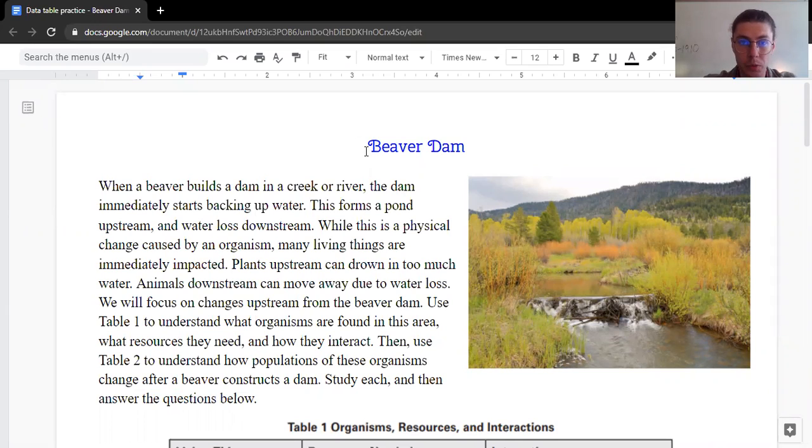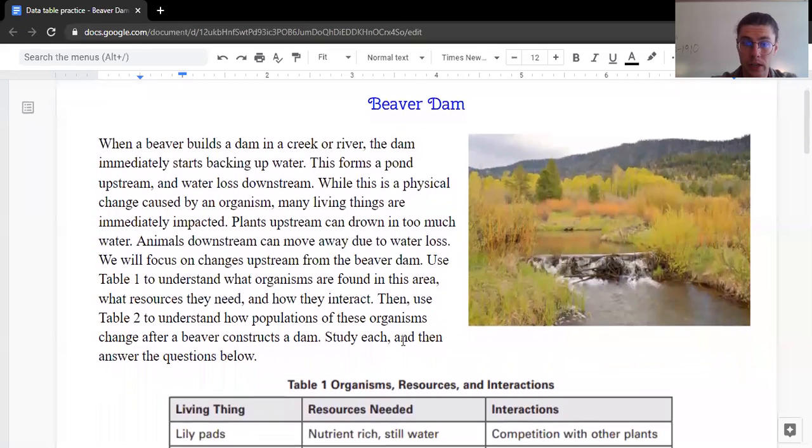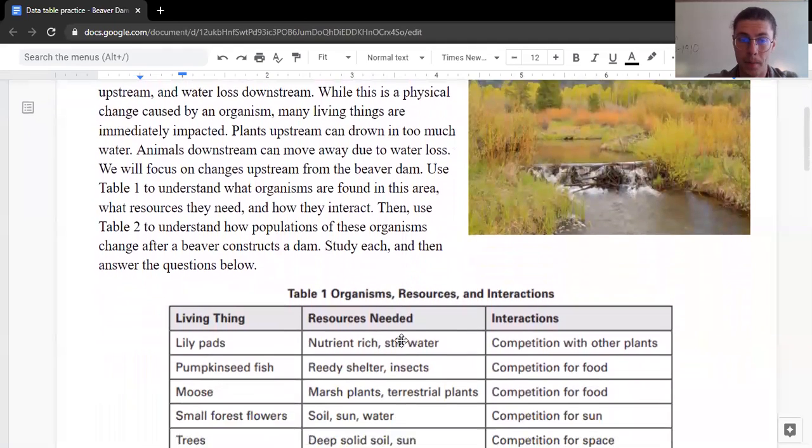So today's practice is related to the Beaver Dam assignment that we had for our evidence of learning last week. But we're going to dive in and get a little bit more detailed on how to take data from a table or chart and make sense of it to answer our questions. I'm not going to read all of this to you because I know you can do it, but the short version is that when a beaver builds a dam, it has effects on living and non-living parts of an ecosystem. The organisms that were living upstream or behind the dam are affected in certain ways, and the data tables here are going to show us how.